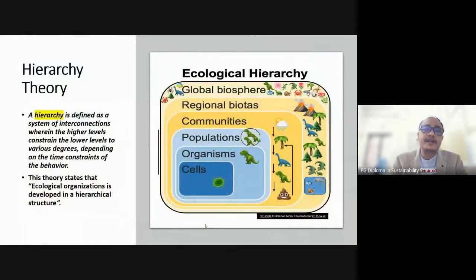When you talk about hierarchy theory, the term hierarchy is defined as a system of interconnection wherein the higher level imposes constraints on lower levels to various degrees, depending on the type of constraints or the behavior, right? For example, if you look at ecological hierarchy: cells, organisms, then population, communities, regional biotas, global biosphere. This is one example.